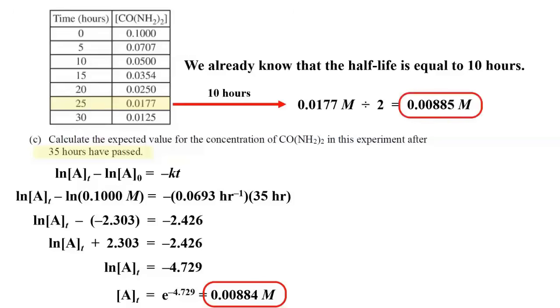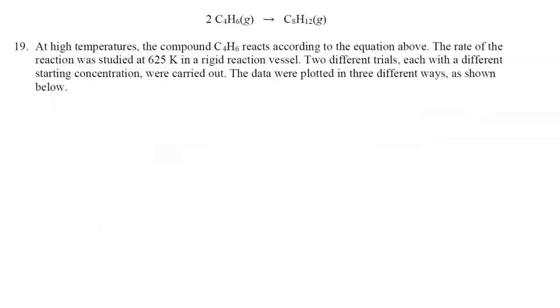So the answer to part C, depending on which way you solve it, is either 0.00884 moles per liter or 0.00885 moles per liter. I just wanted to show you two different ways to do that calculation in part C using the equations for first order kinetics. All right, let's move on to our next question in the packet.